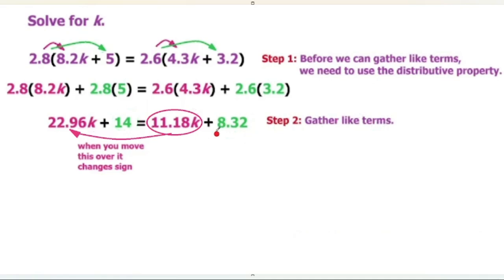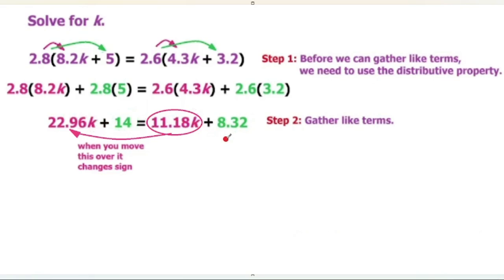What we would do in the past is to undo this, we would subtract 11.18k on this side so that this disappears here. But if we subtract 11.18k on this side, we would have to subtract it to this side so that it would end up on this side, okay? So we would have 22.96k minus 11.18k.